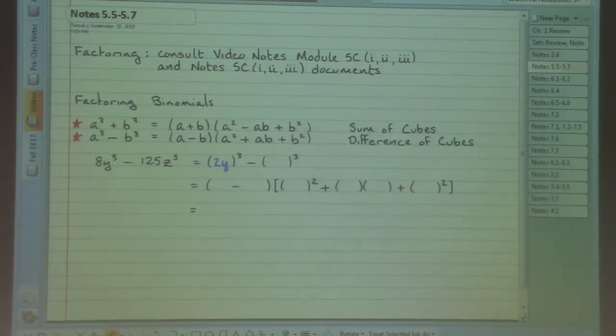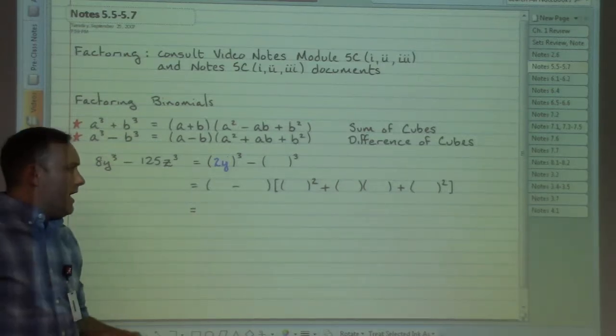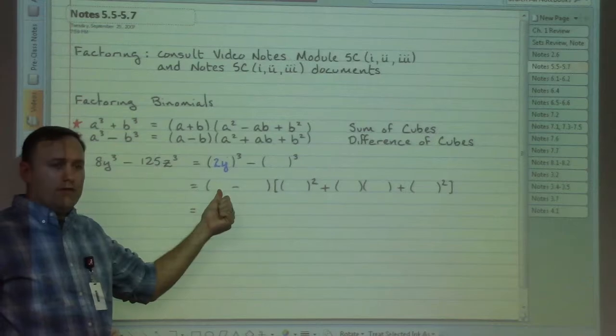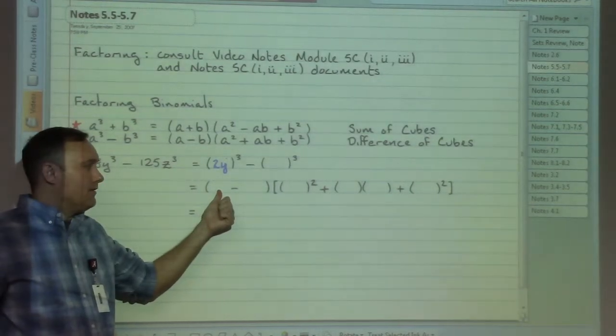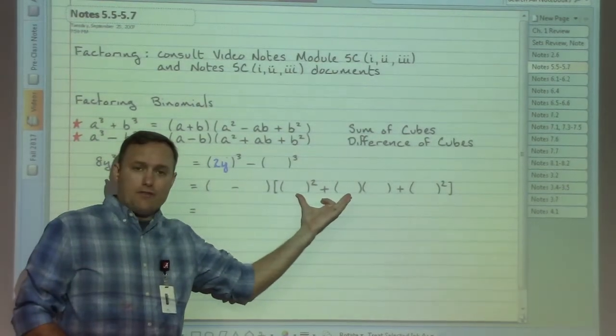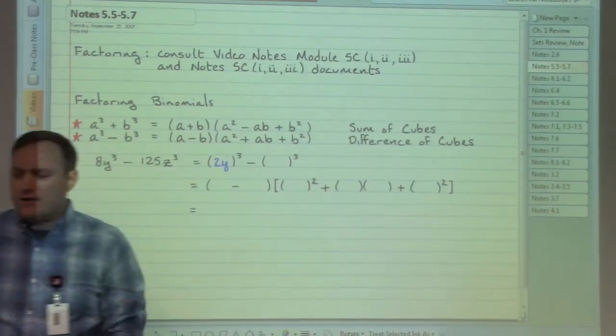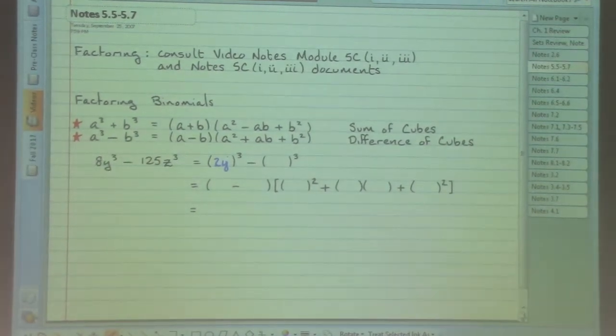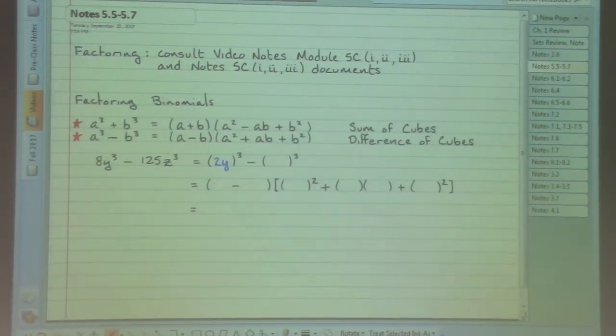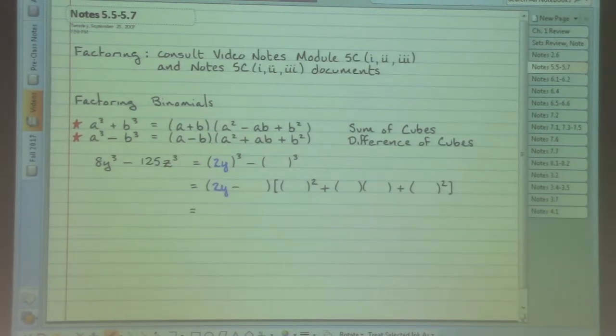Now that I've determined that, that's the a part of my formula. So the first half of my first factor and the first two empty spots in my second factor, I'm going to fill in with that blue 2y.